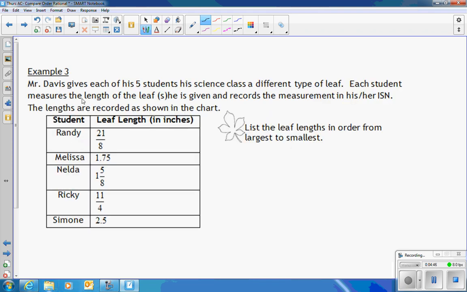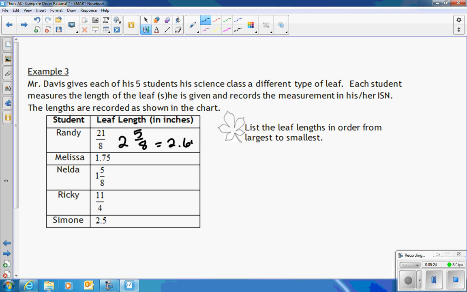Mr. Davis gives each of his 5 students in his science class a different type of leaf. Each student measures the length of the leaf she or he is given and records the measurement in his or her ISN. The lengths are recorded as shown in the chart. We're going to list the lengths in order from largest to smallest. So first thing, I need to figure out what this is as a mixed number. So 8 goes into 21 twice, because 8 times 2 is 16, and that means there's 5 left over. 5/8 is one of those benchmark fractions that you should know.